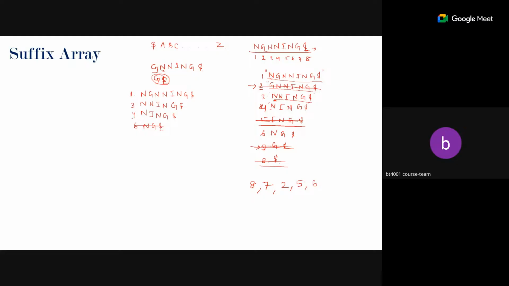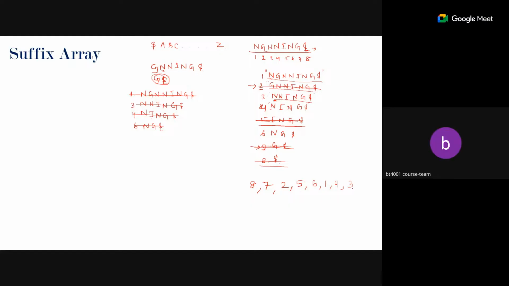Then we have 1, 3, and 4. Among these, again, the first character is the same, which is N, but the second character G precedes N and I. So 1 will come first. We will have 1. Then 4, and then 3. From this, for 4 and 3, N is the same. So I will precede N. So 4 will come, and then 3 will come.